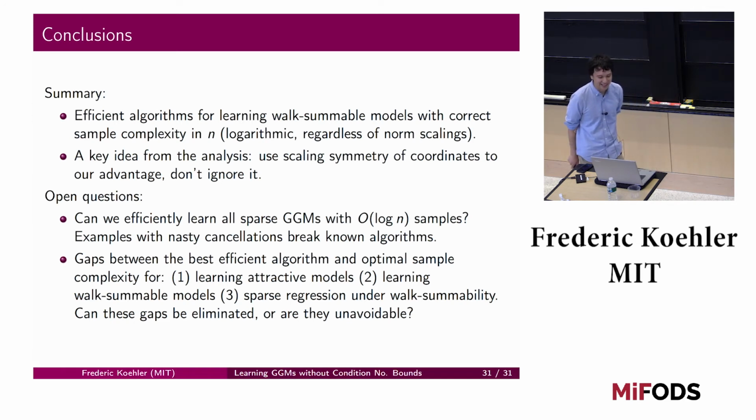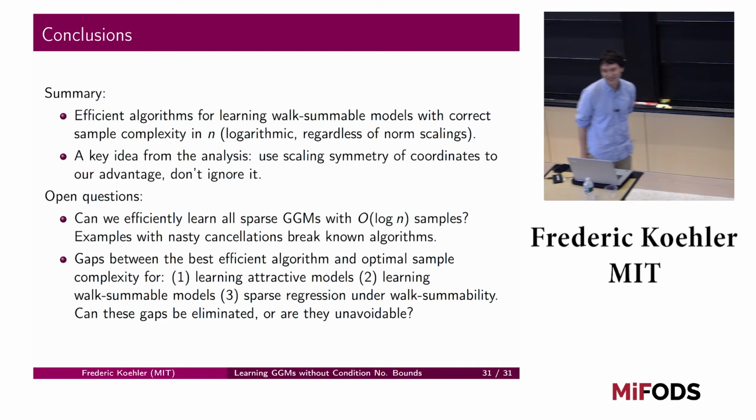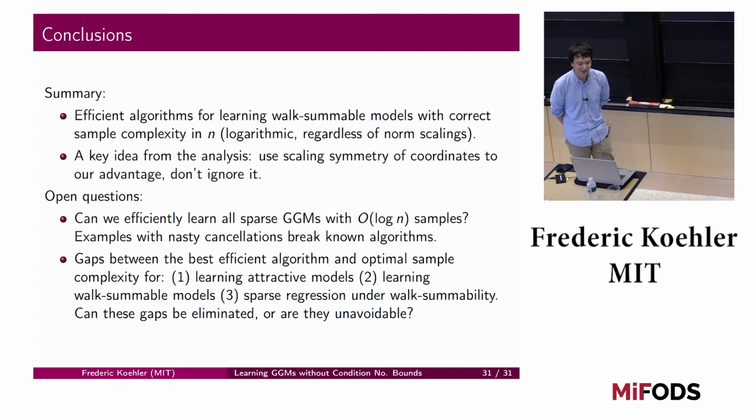So there are a ton of open questions. I just put 2 that I think are particularly interesting. The big, obvious one is to learn all Gaussian graphical models with log n samples. You can break basically every algorithm that has been proposed by coming up with some example which has some nasty cancellations. But there's not a computationally hard example, so maybe you can learn it, you just need the right algorithm. And then for everything that we considered here, we didn't quite get the information theoretic optimal. I have no idea for which of these the gaps could be eliminated or for which they're unavoidable, and we have no evidence either way. So I think that's a super interesting question as well. And that's it. Thanks.